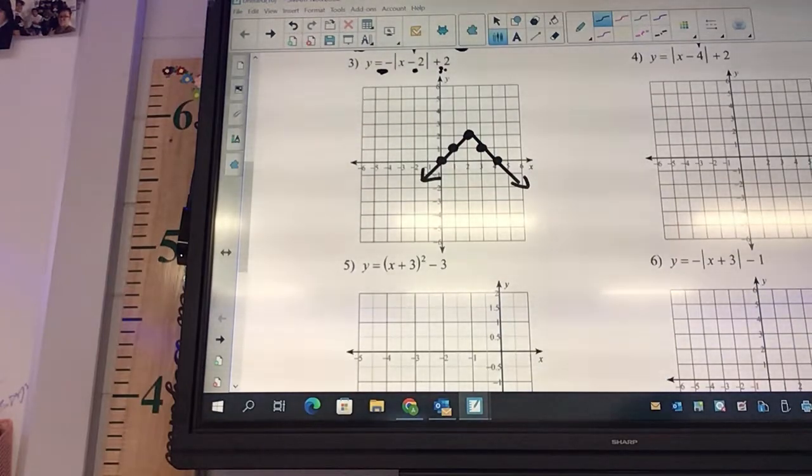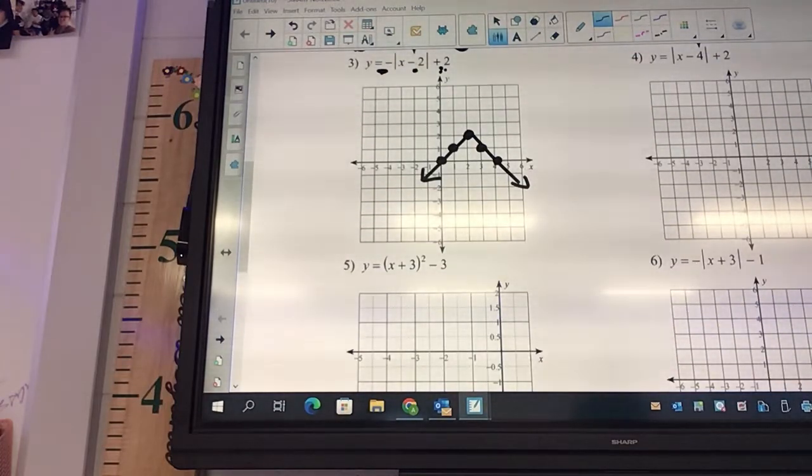How'd you know number 1 was up 1 over 1? No, because this is a U. How do you know if it's a U? Because it has the square. See that little 2? It'll have parentheses, and then you go up 4 over 2.